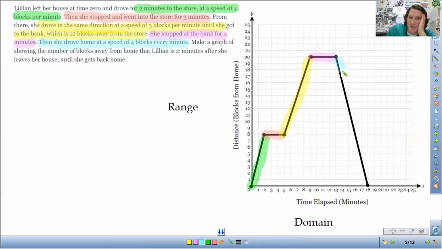We have finished graphing the story. So she's driving away from home, stops at the store, drives to the bank, stops at the bank, drives home. All right, let's do another one.